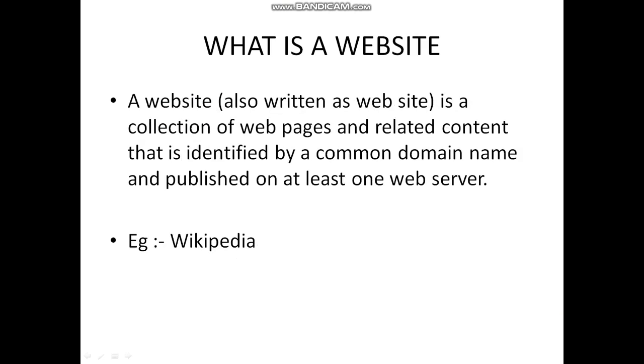Okay. So now let's see what is a website. A website is a collection of web pages and related content that is identified by a common domain name. So what is a domain name? You might have seen www.google.com, right? So that is the domain name, okay? And it is published on at least one web server. The example is Wikipedia, okay? You know that it has got so many pages, right? Wikipedia.com slash Earth, it has a page. Slash Sun, it is another page, right? So the collection of these web pages is said to be a website, but they have to be posted somewhere, right? Because you have to see them in your browser.